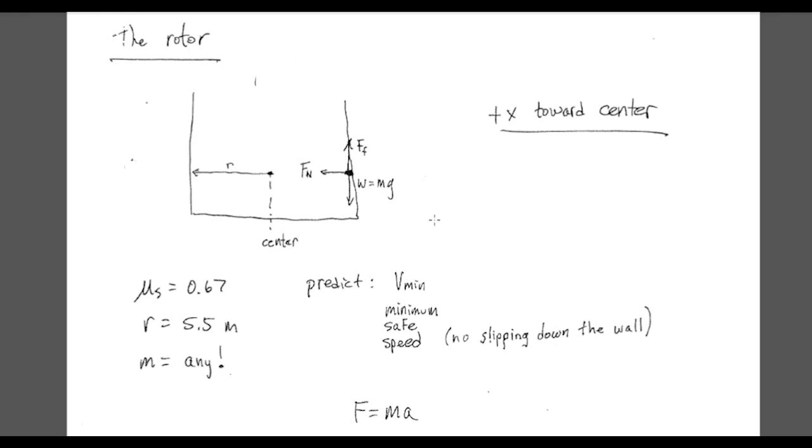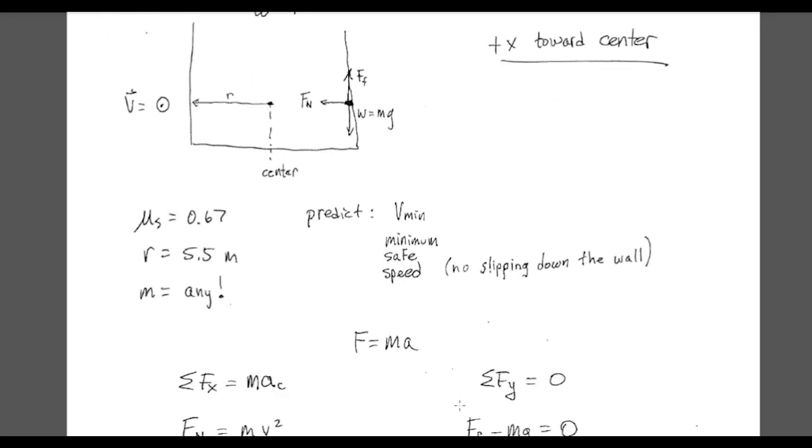So we're going to try to predict what is the minimum tangential velocity needed to keep the person from slipping down the wall once the floor drops out from under their feet. Again, we're going to let the positive x direction be toward the center of the circle and the y direction be straight up. We're going to apply Newton's second law to the x and the y directions.